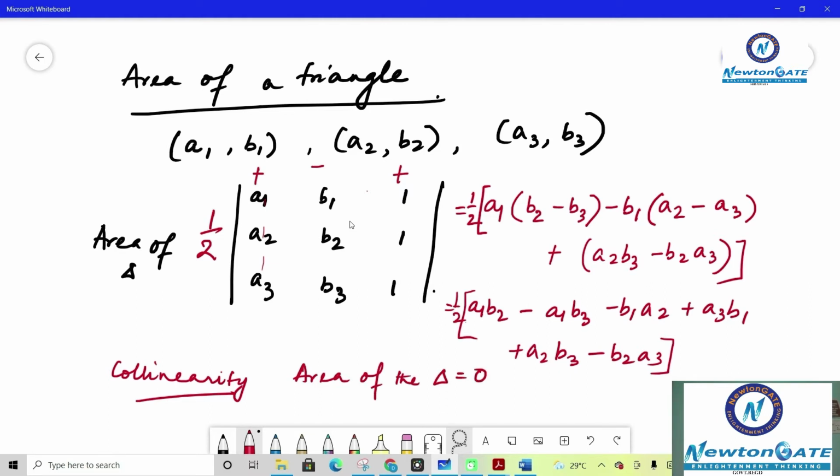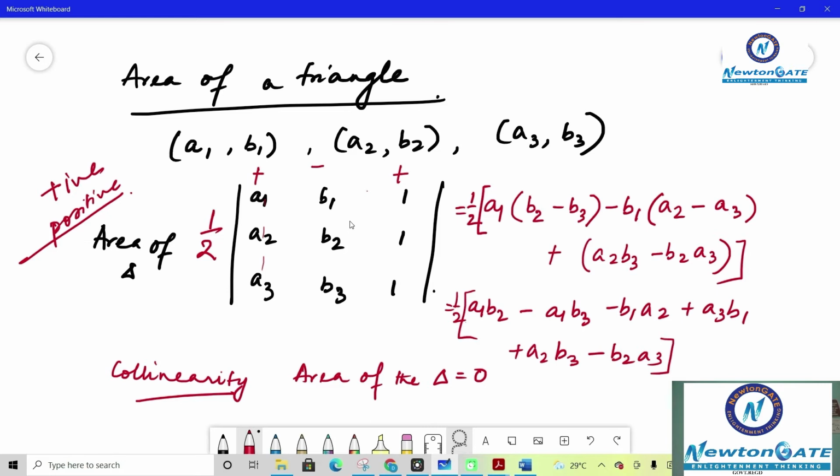And another thing, please always remember that since we are calculating area, this will always be a positive value. If it is coming as negative, it just means it is drawn on the other coordinate or the other axis, but the value we are going to take is the mod value. Area is always going to be positive.